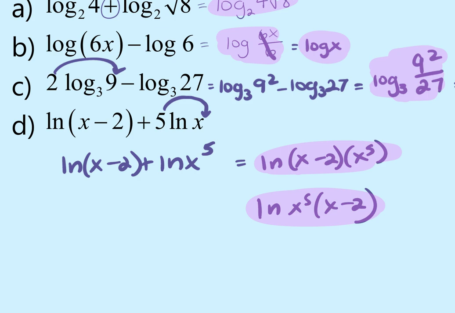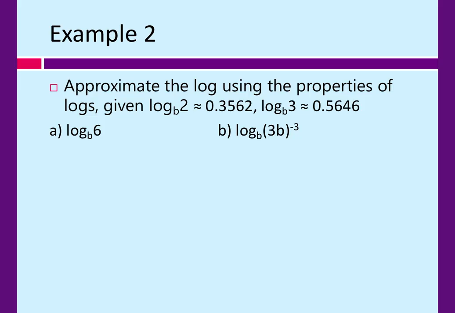Good? We'll go back to that last example that I skipped. So example 2 is a way for it to test you with a calculator without the calculator actually being able to do it for you. This one says approximate the log using the properties of logs, given log base b of 2 is 0.3562 and log base b of 3 is 0.5646. So what it doesn't want you to do is just take your calculator, do your change of base, and get your answer. It wants you to use log base b of 2 and log base b of 3 as somehow part of the expanding or condensing of these logs.